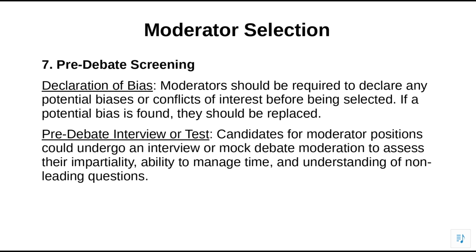7. Pre-debate screening. Declaration of bias. Moderators should be required to declare any potential biases or conflicts of interest before being selected. If a potential bias is found, they should be replaced. Pre-debate interview or test. Candidates for moderator positions could undergo an interview or mock debate moderation to assess their impartiality, ability to manage time, and understanding of non-leading questions.